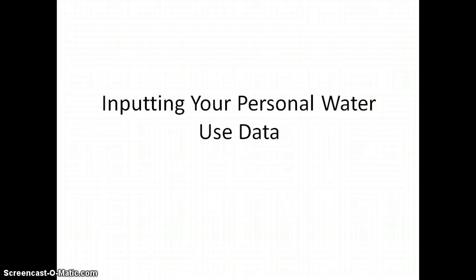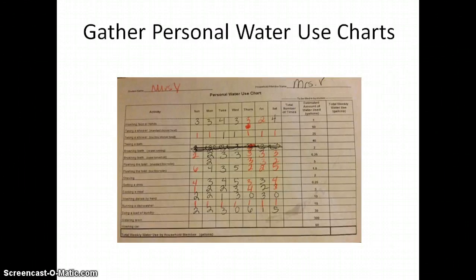into a Google Sheets. So, third grade, we are going to see if you guys can do this on your own. I really think that you can. So the first thing you're going to want to do is go ahead and gather your personal water use charts. You can see mine here. It's kind of messy. Mrs. Varnado kind of made a mistake here and had to cross it out, but that's okay.